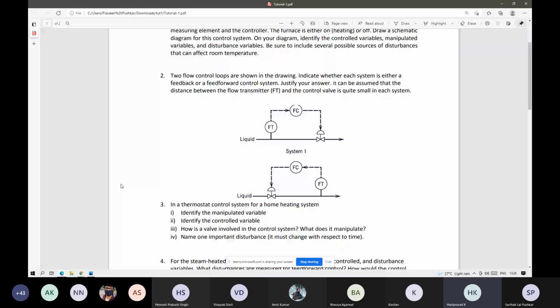In the first case you place the sensor just before the control valve. In the second case you place the sensor just after the control valve. If you have any issues or any confusion, let's discuss that.